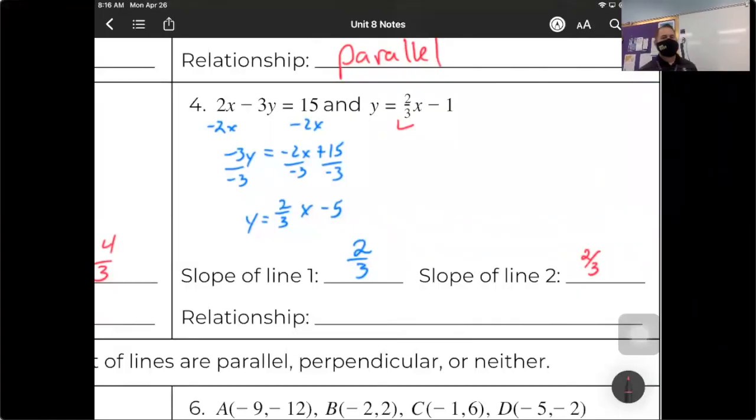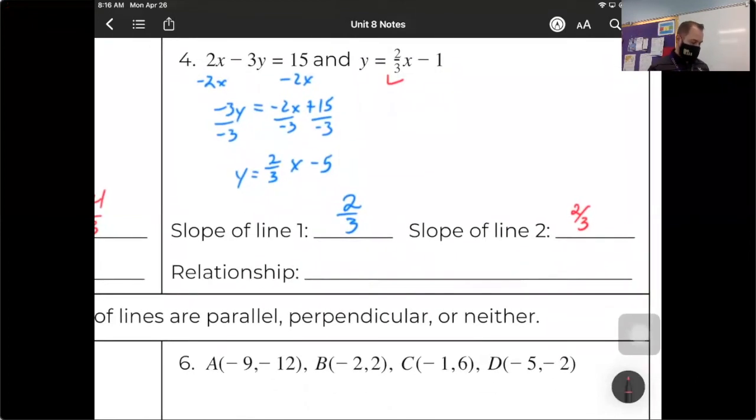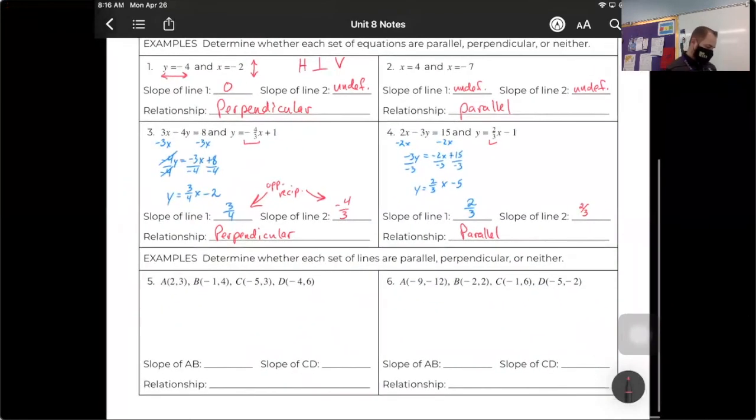Okay, we should see these slopes then, right? Are they the same? Slopes are identical to each other. Right, now be careful. Sometimes that first slope you get, if you don't reduce it, you may not realize it's the same slope as the next one. Okay, but these are the same slopes, so the relationship would be what? Parallel, very good. All right.